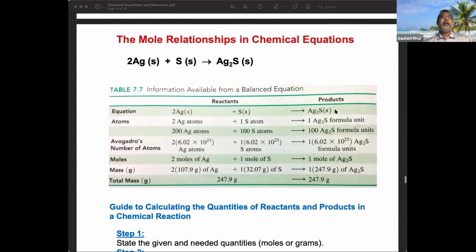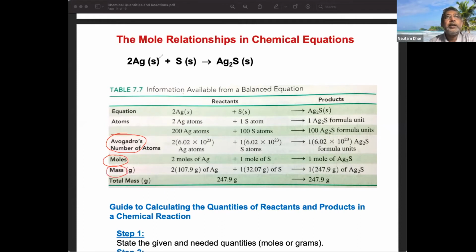Now we are coming back to our chemical equations again and some mathematical calculations. In the previous section, we did three conversion factors. The first thing we learned is Avogadro's number, that's a conversion factor. And we saw the mole as a conversion factor, and we saw the molar mass as a conversion factor.